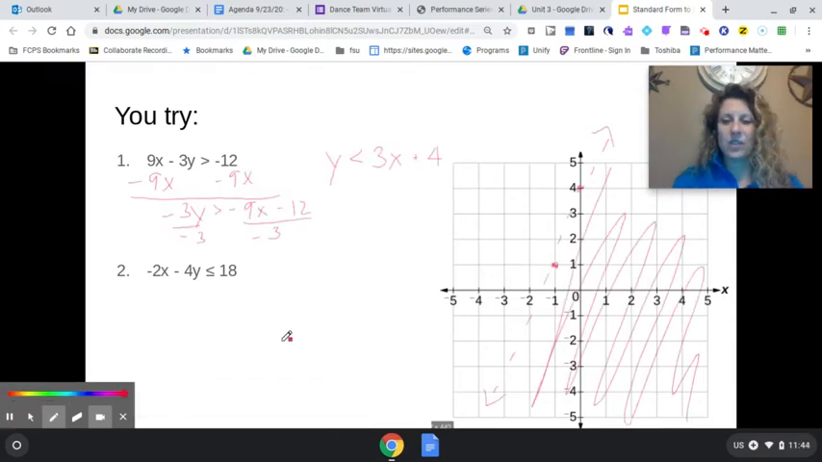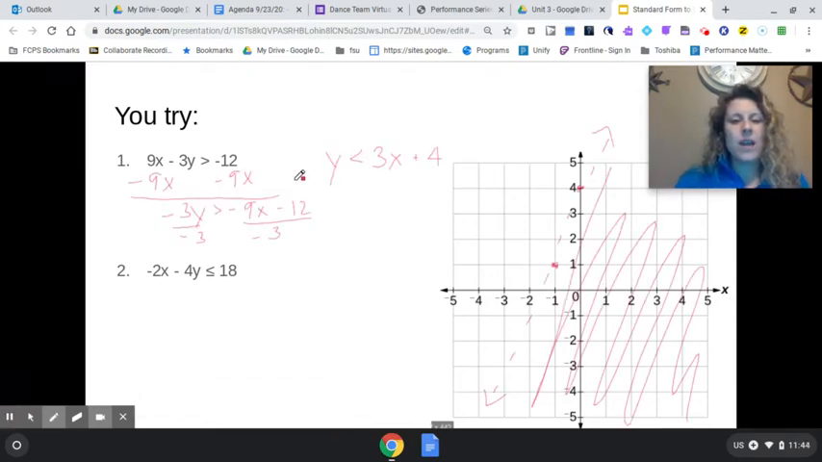Okay, here's the results of the first one. When converting, I got y is less than 3x plus 4. I graphed that with a dashed line and shaded it below.